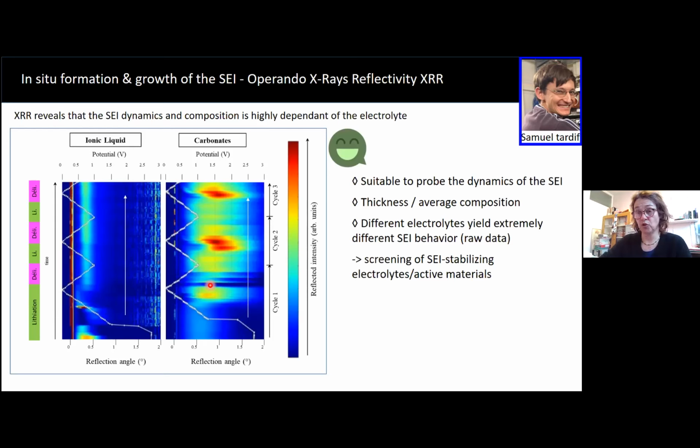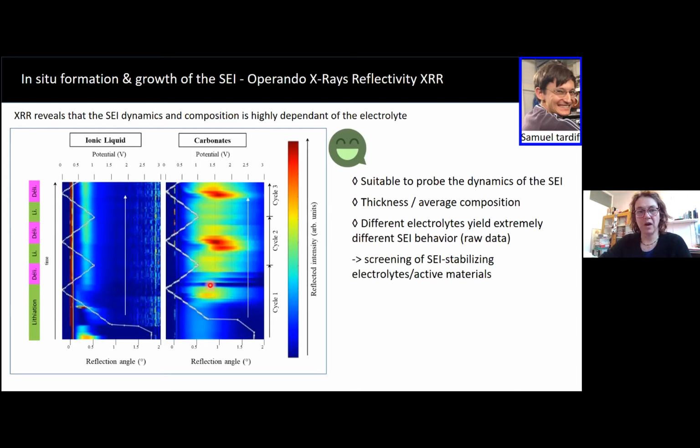It is suitable to probe the interfacial layers, in particular SCI. If you do a quantitative analysis, you can get access to the thickness and average electronic density of the layer. And what I want to point out here is that different electrolytes will yield a very different SCI behavior that you can immediately visualize with your raw data.